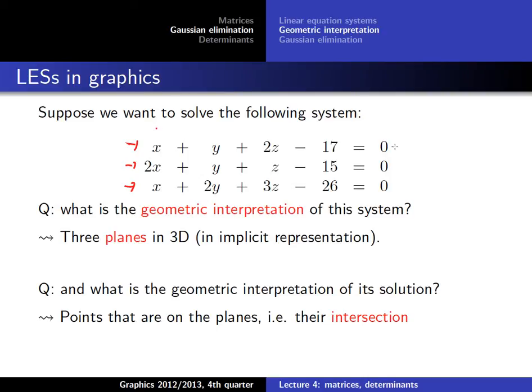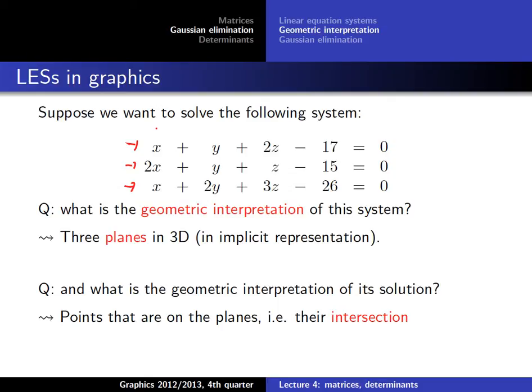Now, the solutions to this equation are all points that are on this plane. The solution to the second one is, of course, all the points that are on the second plane. The solution to the third one is all the points that are on the third plane. So the solution to all three of them are all points that are on all three planes, which means they are at the intersection of the three planes. So if we take this linear equation system and solve it, the result will be exactly the intersection points of the three planes in our 3D space.